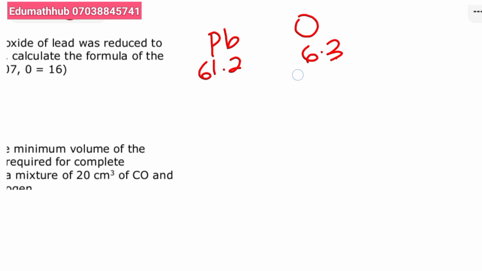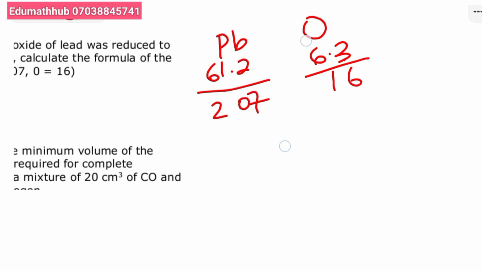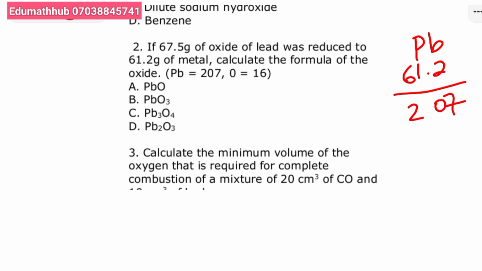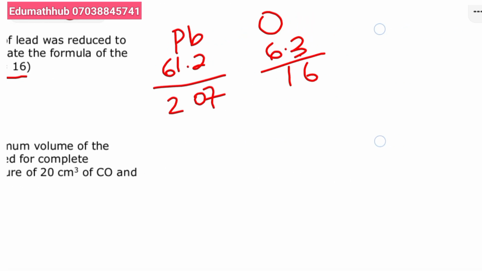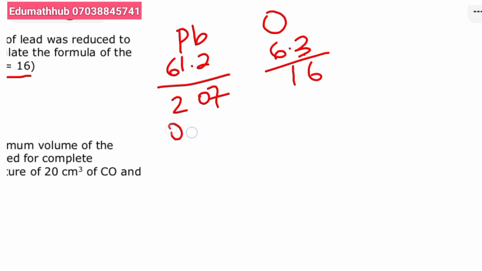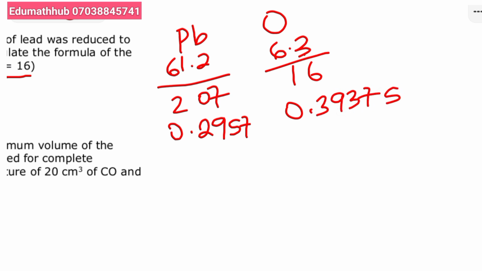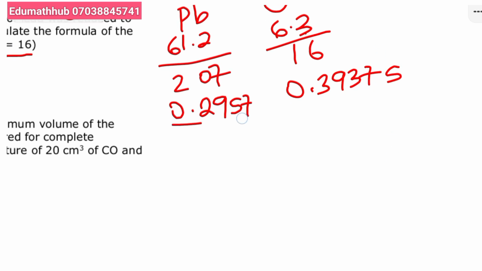So the next step, divide by the relative atomic masses. So this one will be over 16, while lead will be 207. As you can see there, the relative atomic mass of lead is given as 207, oxygen is 16. So let's divide this real quick. So this one gives us 0.2957. 6.3 divided by 16, 0.39375. So we divide by the smallest one. The smallest one is 0.2957. So we're going to divide by that.